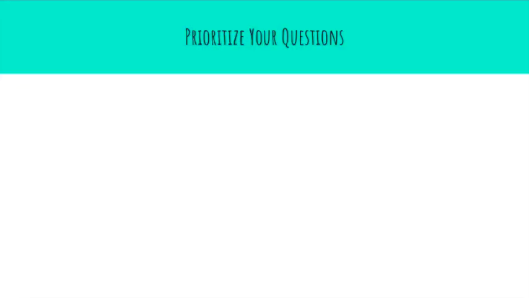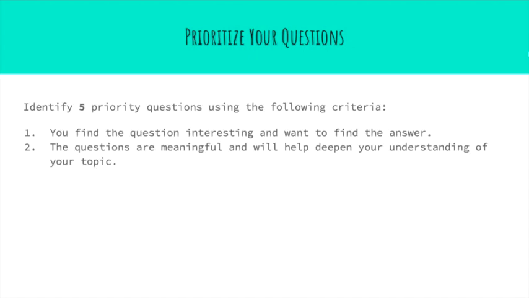Now that you have evaluated your questions and worked to improve them, you are going to prioritize your questions. Remember, prioritizing your questions means you are choosing the questions that are most important to you. And you are going to use particular criteria to prioritize them. So you are going to identify 5 priority questions using the following criteria. You find the question interesting and want to find the answer, and the questions are meaningful, and will help deepen your understanding of the topic.